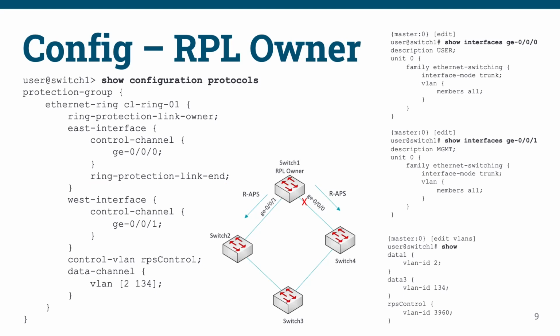At the bottom, we have our VLAN configurations for the ring. The control-vlan command specifies the name of the VLAN to be used for sending the RAPS messages. Then, the data VLANs, which this ring carries, and which are blocked by the RPL, are defined in the data-channel configuration shown here. And that's it. So, it's a slightly more complicated configuration than Spanning Tree Protocol, though much faster and more consistent operation.